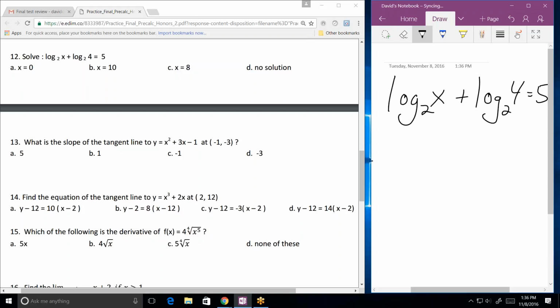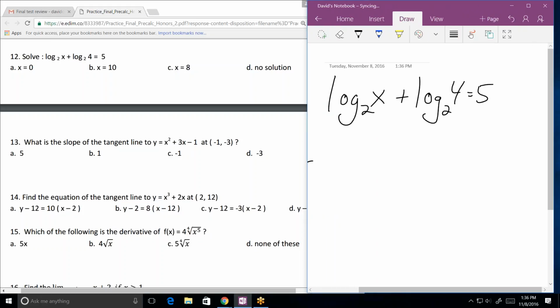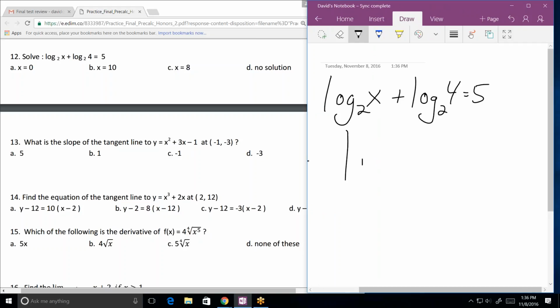How can I combine these, or what's normally called compress this? Turn it into one log function. That's always the secret, is to compress it. You know what I mean when I say compress or expand? It would be log base 2 of 4x if you compressed it.